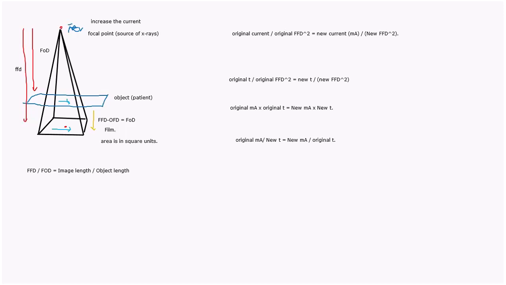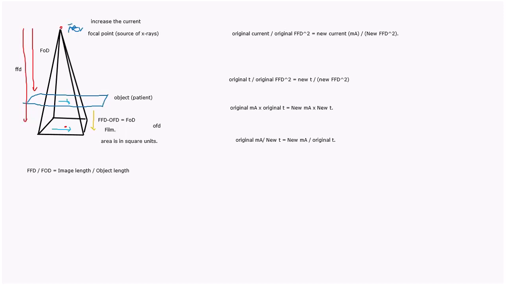So FFD is the big one, which is simply the sum of these two. So you can take this and subtract this one to get object to film distance or focus to object distance. Basically, we start at the focus and think outwards from the source. So object to film, focus to object, focus to film. Everything's going downwards from the source of the X-rays to the target for the X-rays.